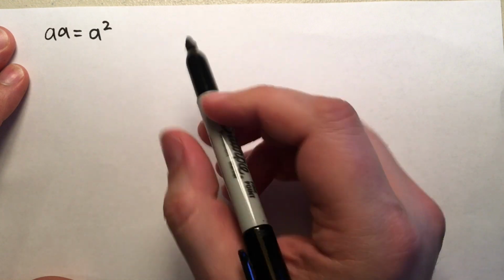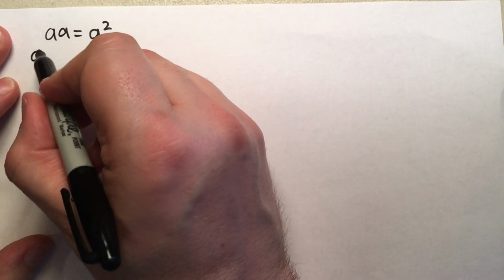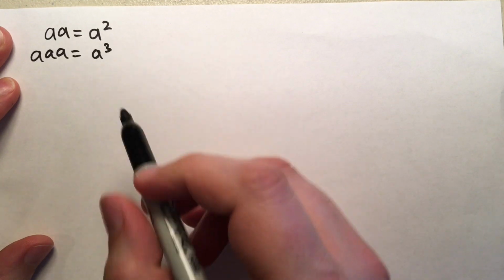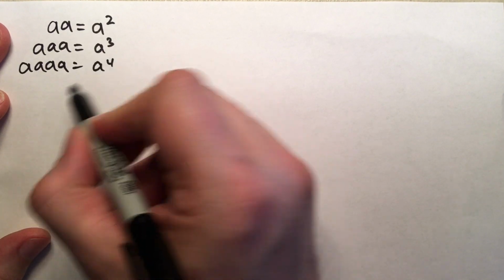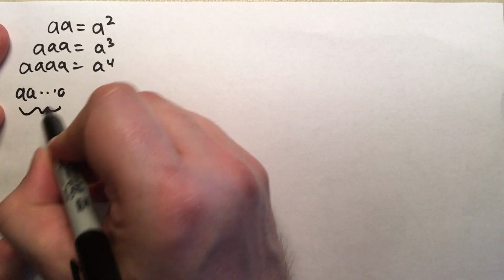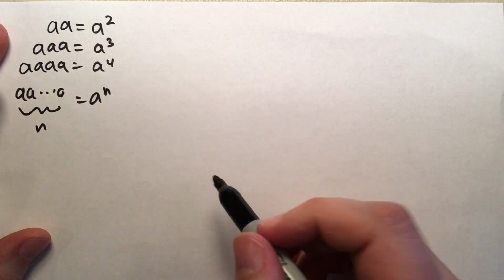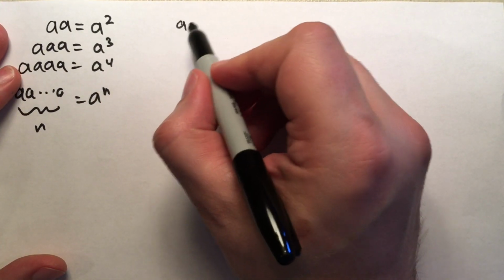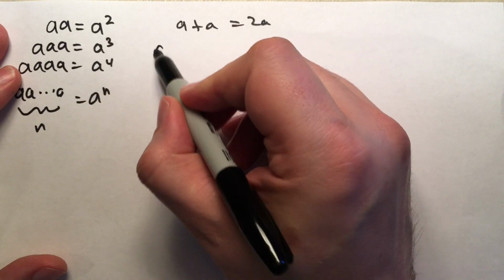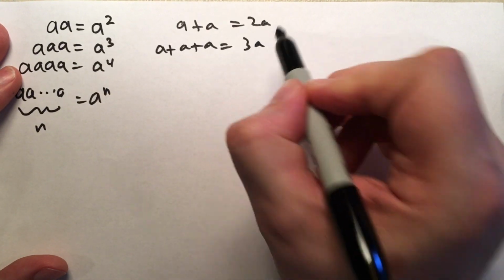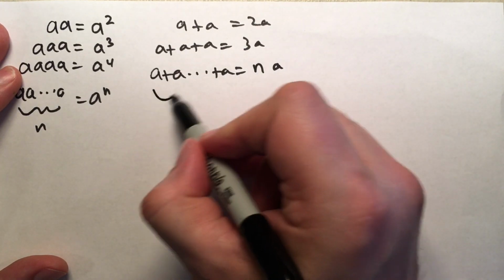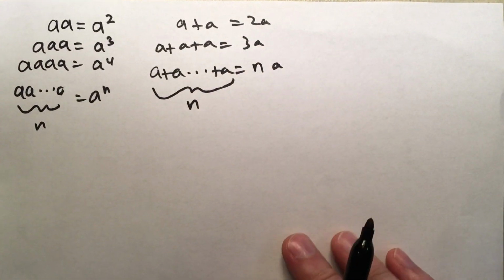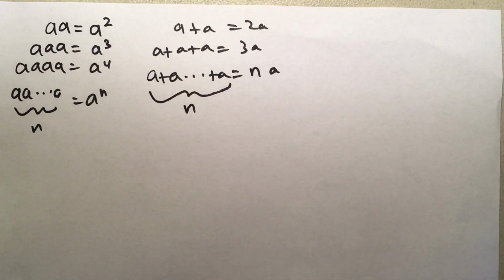If we have a times a, we're going to write a to the second power, or a squared. If we have 3 a's, that's a to the third power, or a cubed. If we have 4 a's, that's a to the fourth power, and indeed a times itself n times is a to the nth power. This should remind you of addition. If you have a number plus a number, that's 2 of those. If you have 3 of them, that's 3 of those. If you add it together n times, that's multiplying. Pretty simple, straightforward.